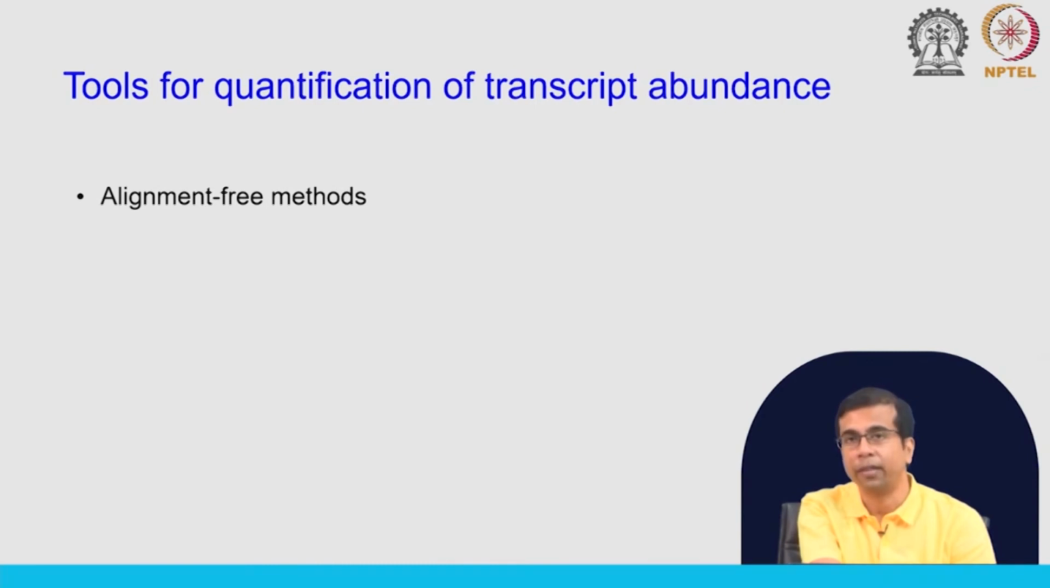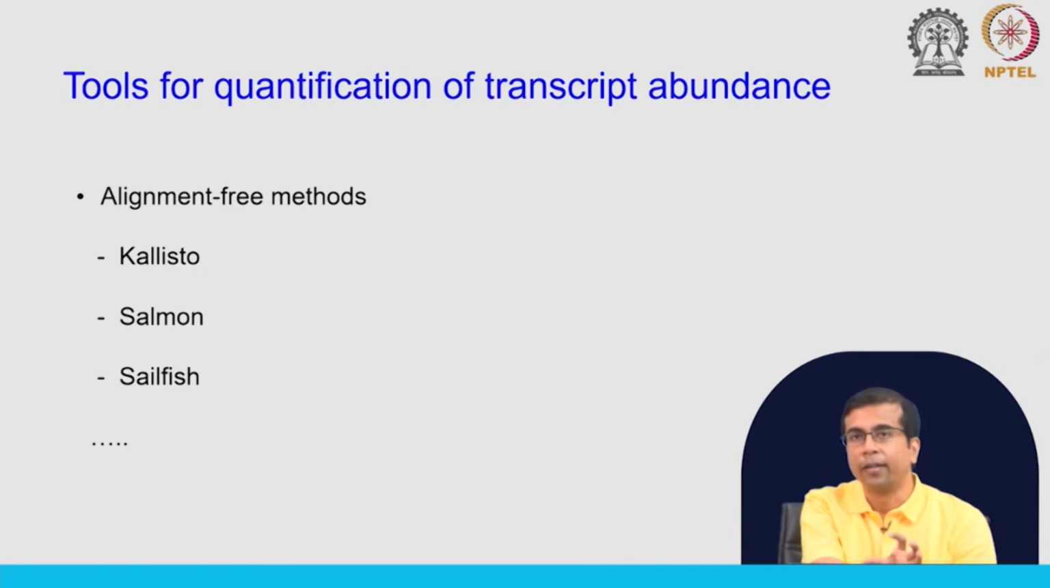Okay. And there are several methods that we will discuss very briefly, without going into the full statistics and algorithms. These tools are called Kallisto, Salmon and Sailfish. These are the tools we will discuss. There are other tools out there as well. So, let us discuss the first tool, Kallisto.